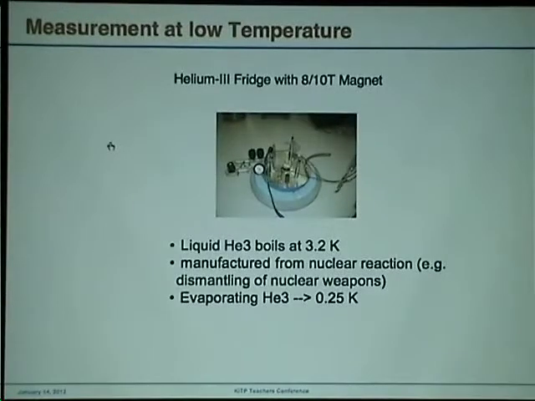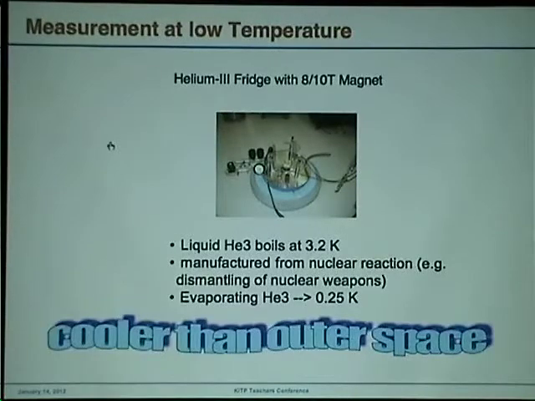Okay, and then we measure the devices at low temperature in a so-called helium-3 fridge. The liquid helium-3 boils at 3.2 Kelvin. They actually manufacture it for nuclear reactions. There was actually a crisis in the United States some time ago because there was not enough helium-3 going around. And then we evaporate helium-3, so it's like evaporative cooling. It goes down to about 0.25 Kelvin. This is what I like to tell my students: it's actually cooler than outer space. So it's cool, literally.